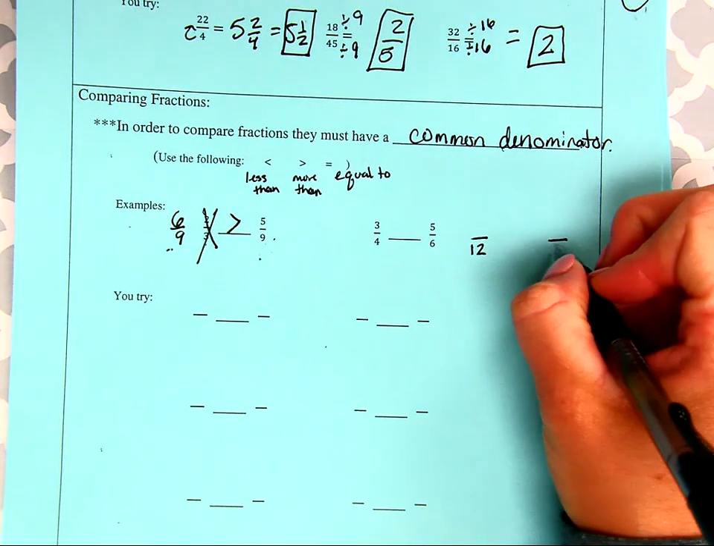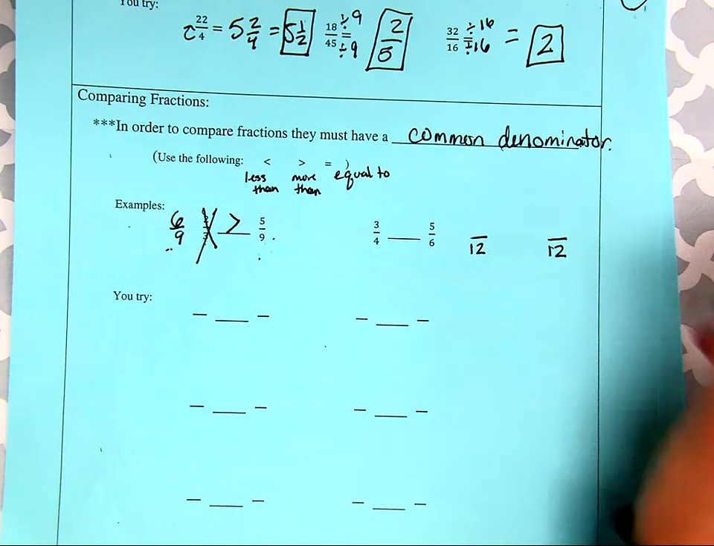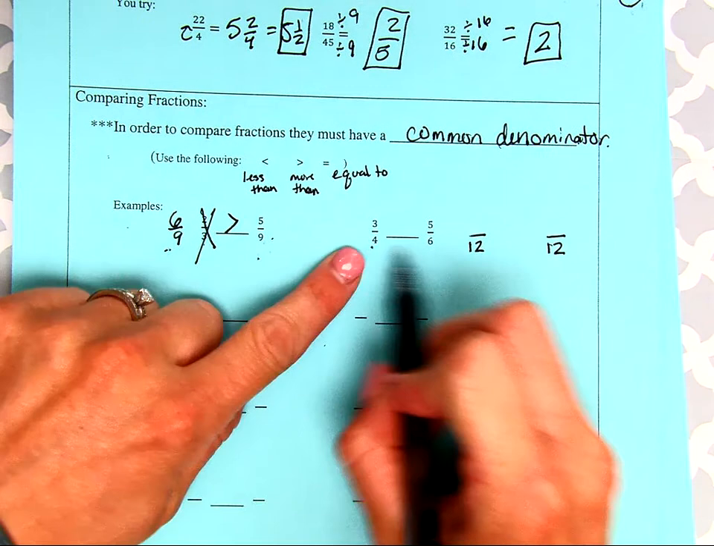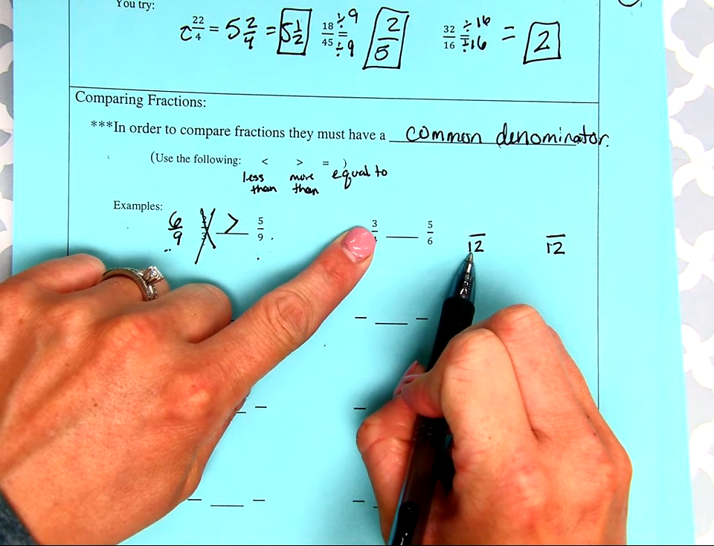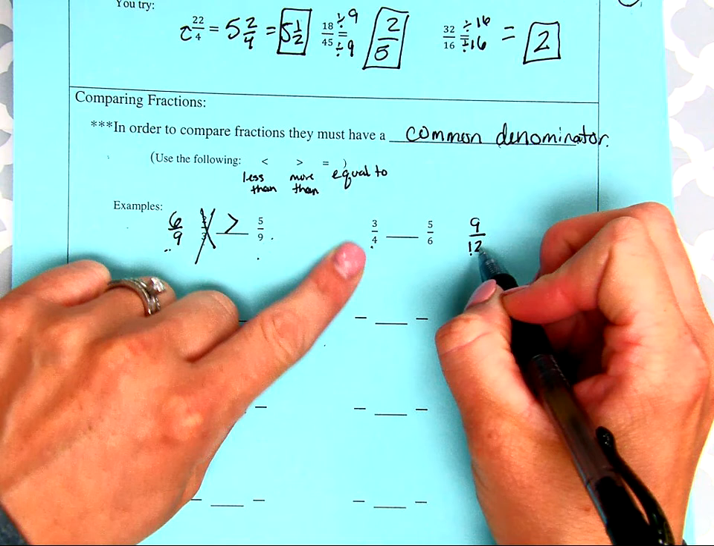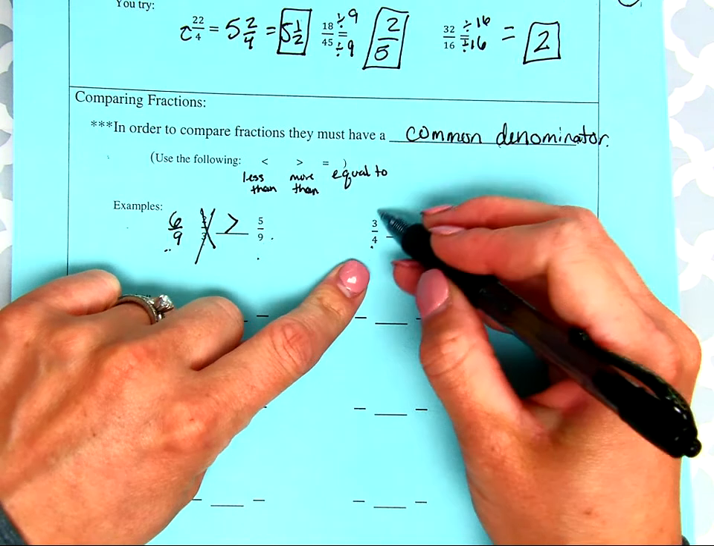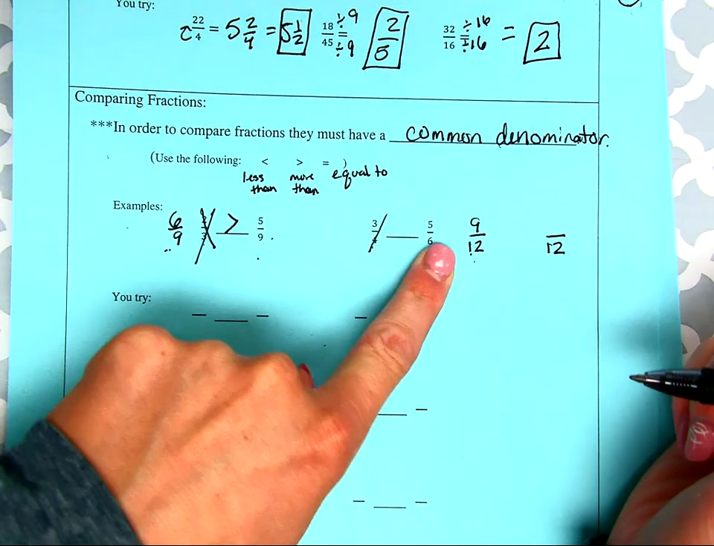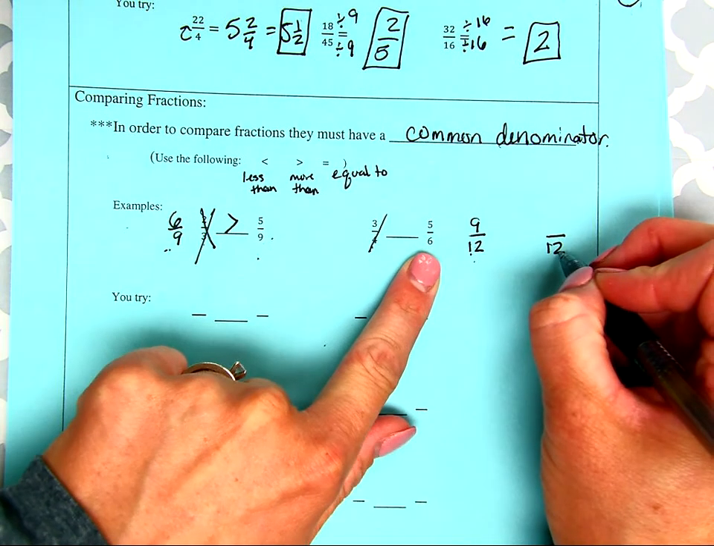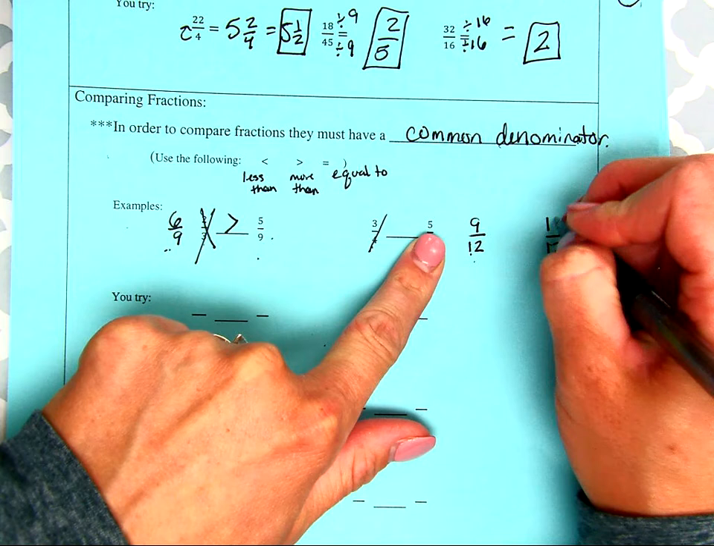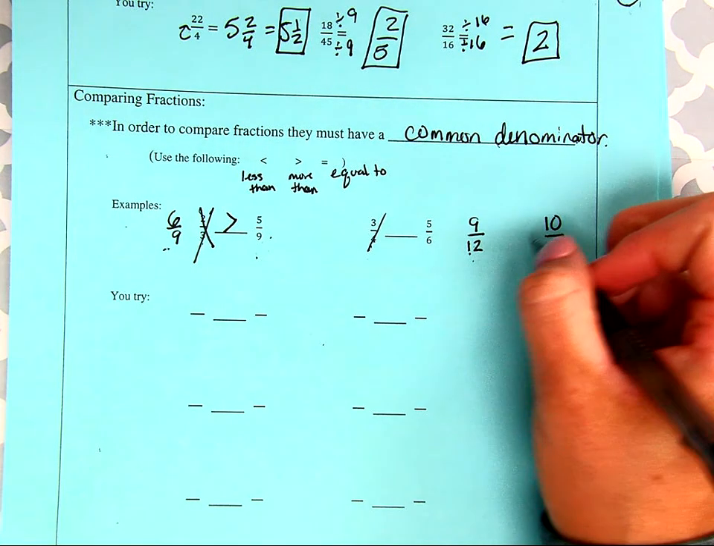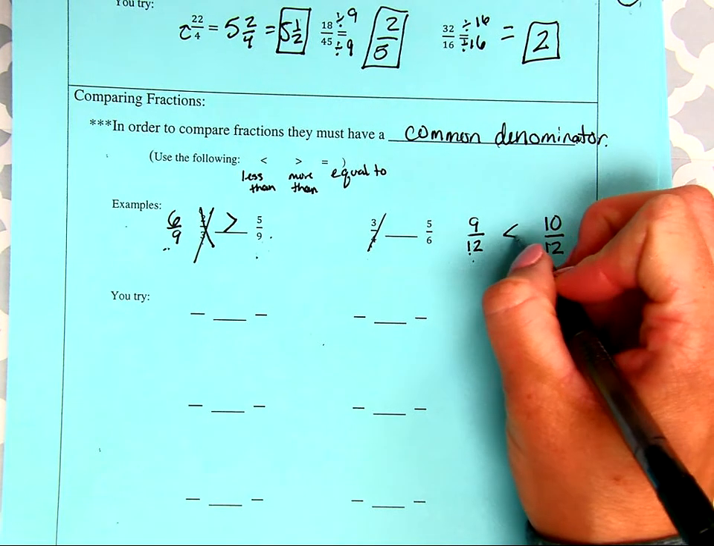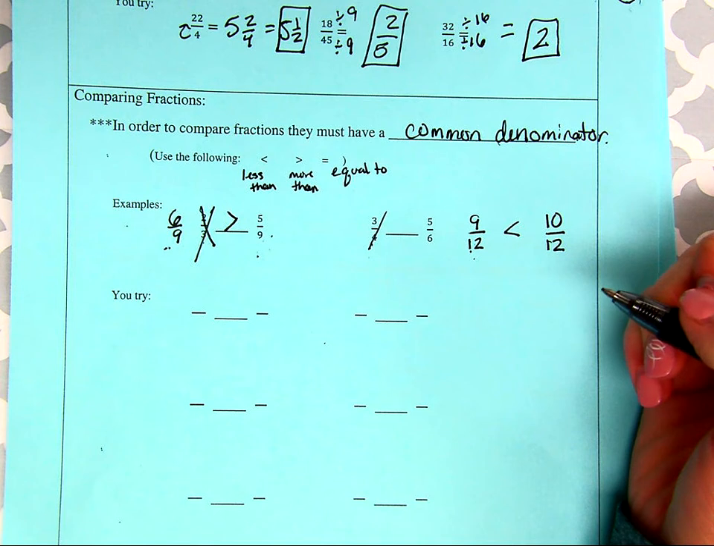I like to use my lowest one, which means this first fraction here, to get to 12, I'm multiplying by 3. So I have to multiply the top here by 3 to get 9. So those two are my equivalent fractions. All right, and then 6 to 12, I'm multiplying by 2. So I'm going to do the same thing to the top to get 10. So now I can compare those. 9 is less than 10, so 9/12 is less than 10/12.